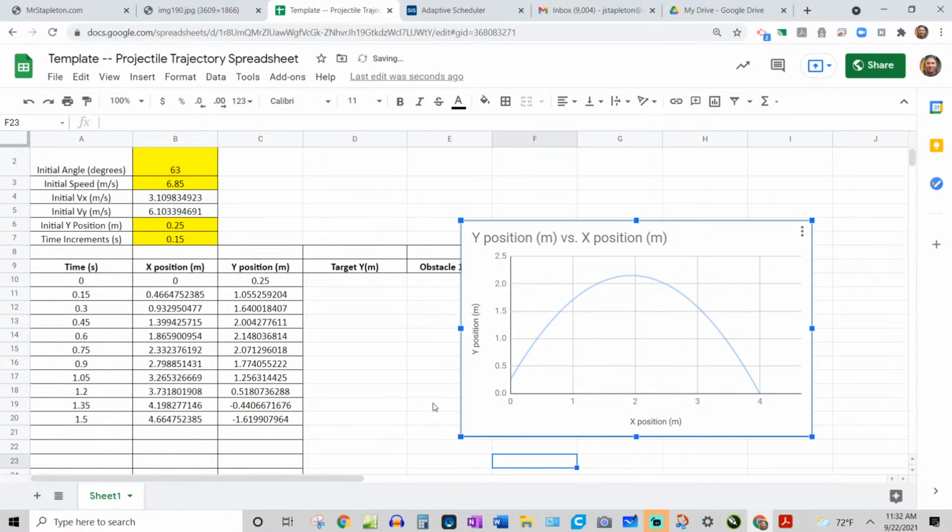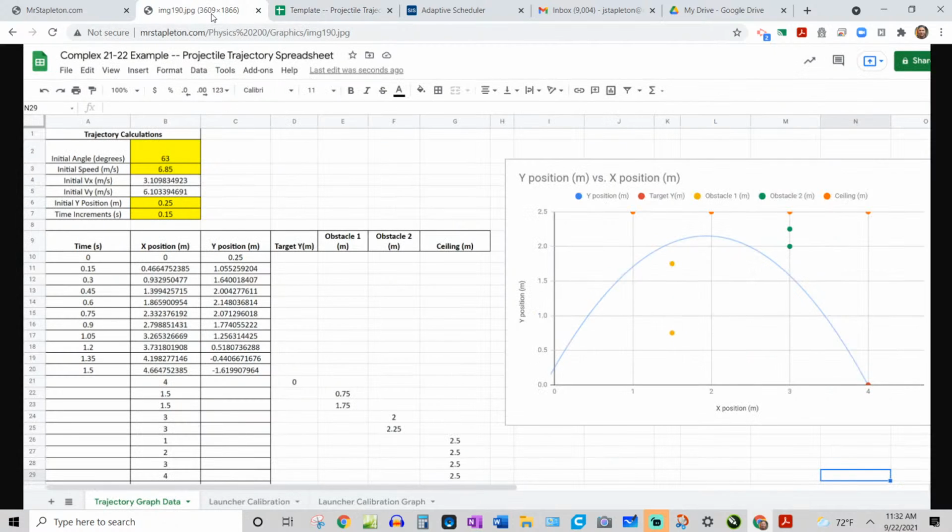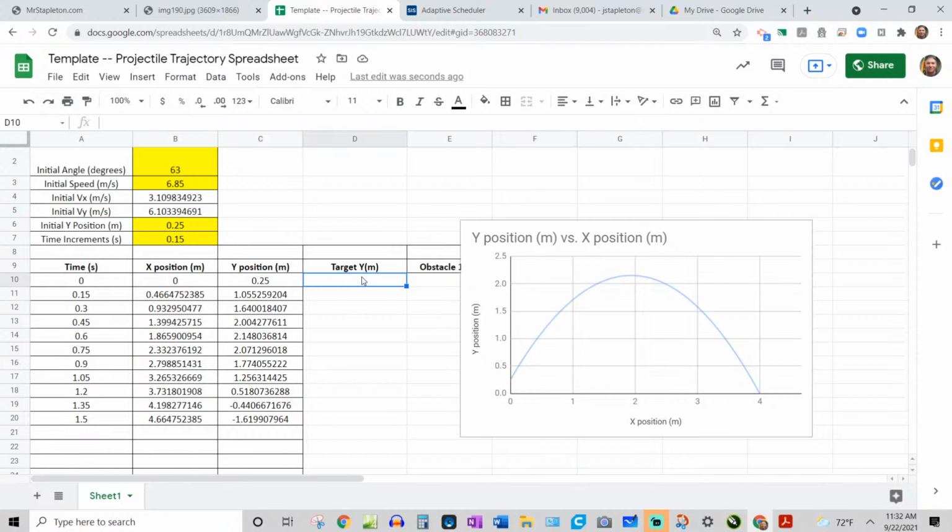So in my example here, the target was 4 feet away on the floor. So here's how I will do that. Target, and I've got Y position. The Y position is 0. And the X position of the target is 4. So I'm going to go ahead and add that.